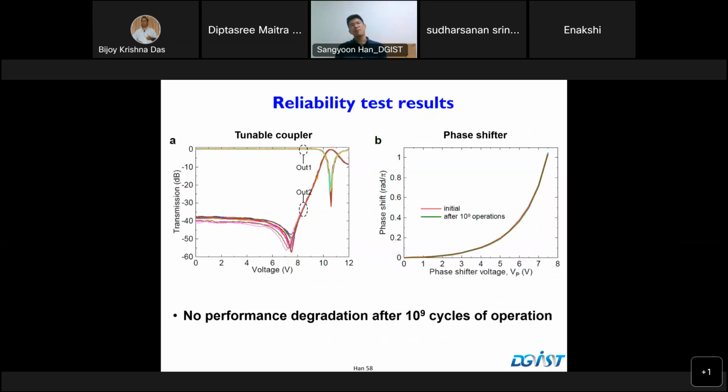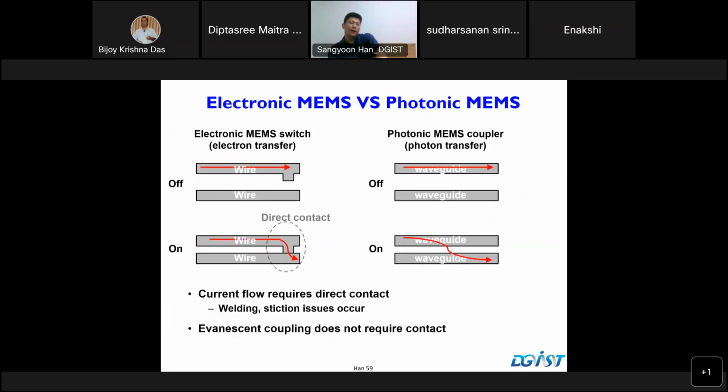In terms of reliability, again, it's MEMS, so you may wonder, but we've measured 10 to the 9 cycles and it still doesn't show drift in performance, in both the tunable coupler and the phase shifter. I'll just skip this slide.